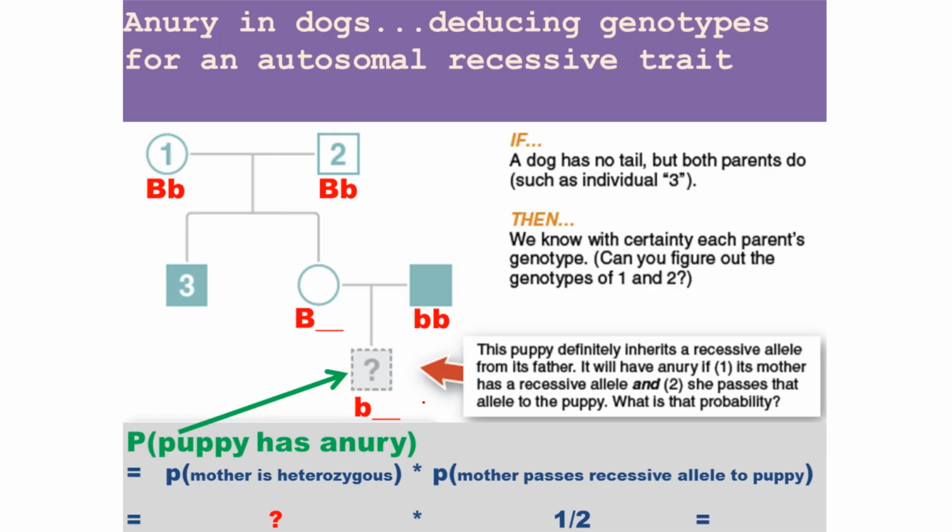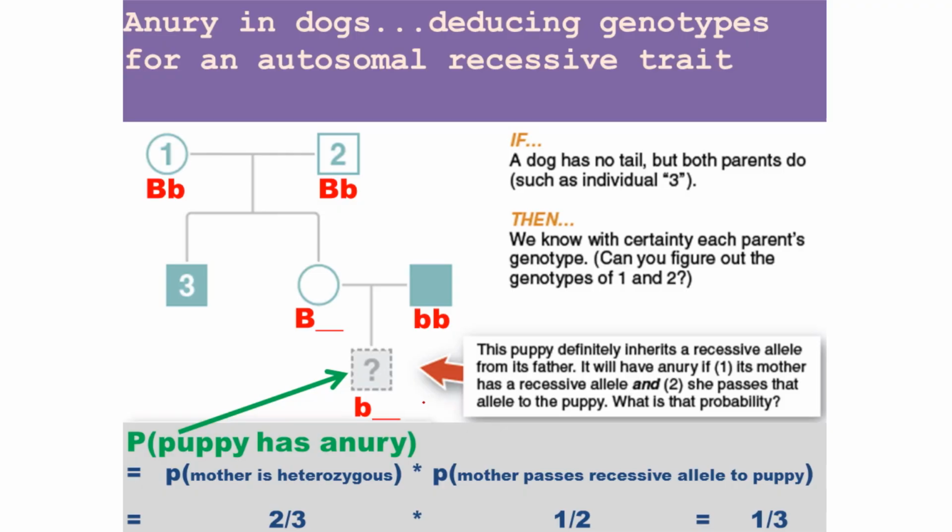We look at her, not filled in. She doesn't have anury. So out of those 4 options, when you cross 2 heterozygotes in the Punnett square, we can get rid of the one that says you have anury. So there are actually only 3 options. And of those 3 options, how many of them are heterozygous? 2 of them. So 2 out of the 3 are heterozygous. So you say, all right, the probability that she's heterozygous is 2/3.